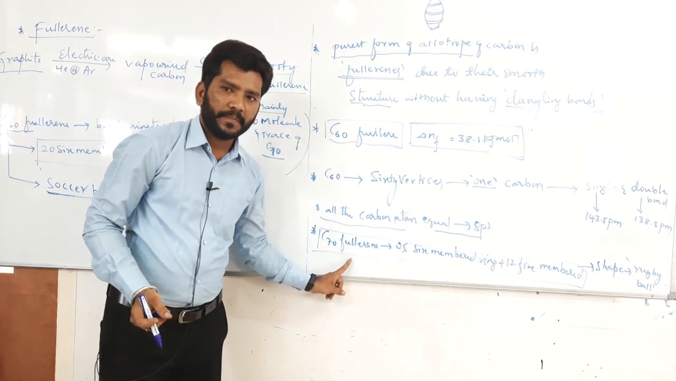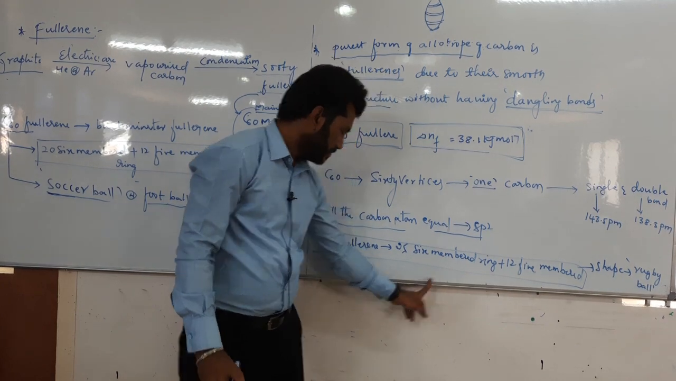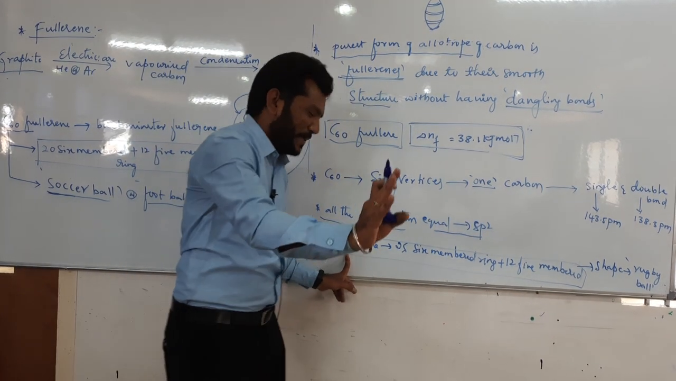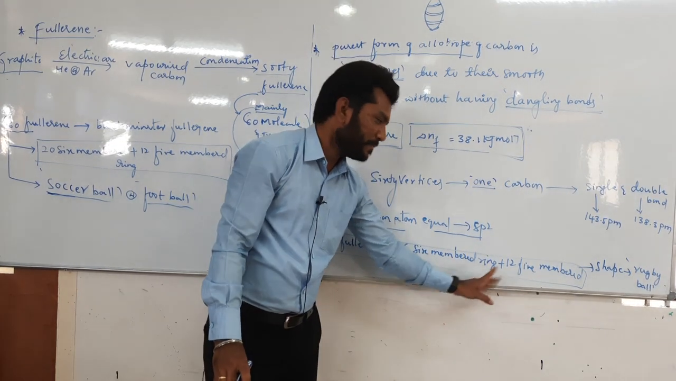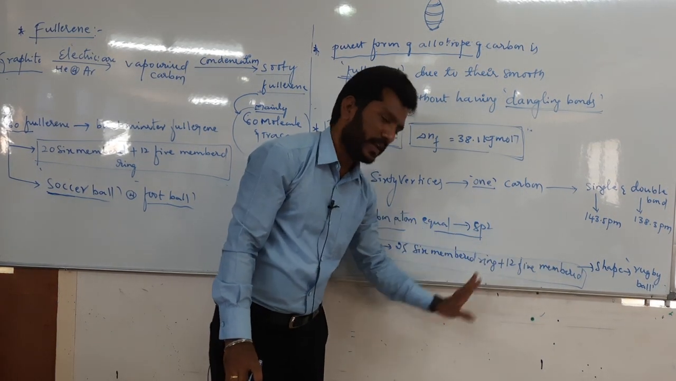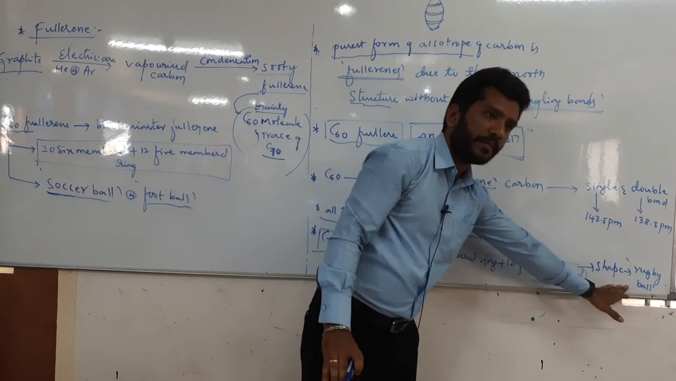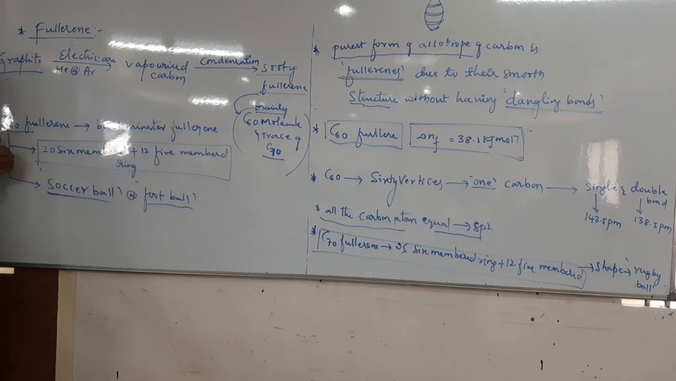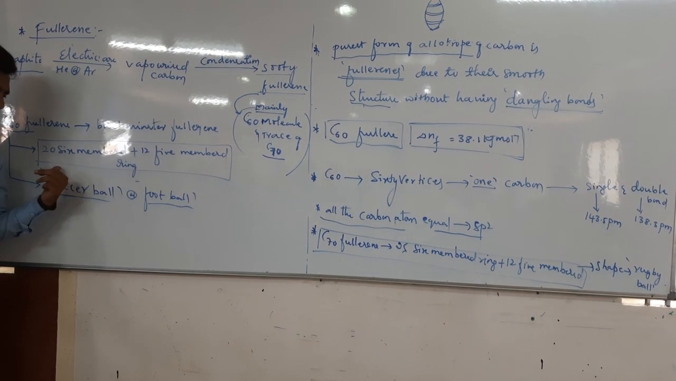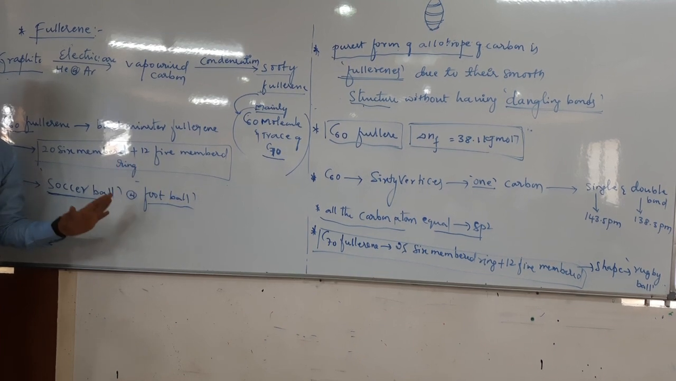C60 fullerene, by the way, consists of 26 six-membered rings and 12 five-membered rings. C70 fullerene consists of 25 six-membered rings and 12 five-membered rings. The shape of C70 is a rugby ball. So ಈ ಕಾಂಟ್ರಾಸ್ಟ್ ಗೊತ್ತಿರಲಿ ಎರಡರಲ್ಲೂ ಕೂಡ.